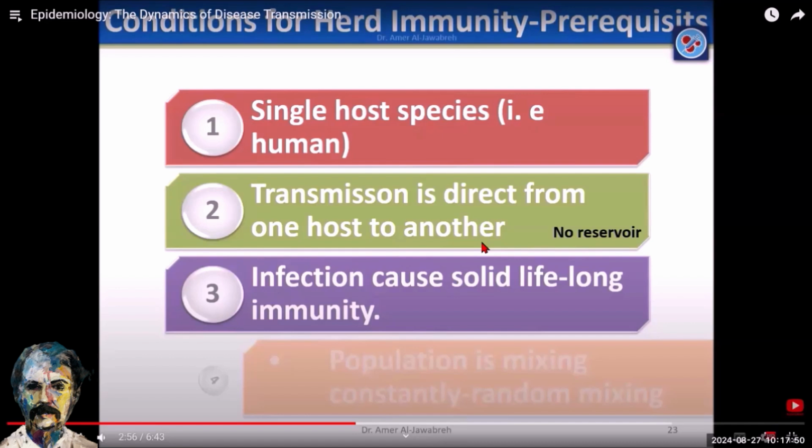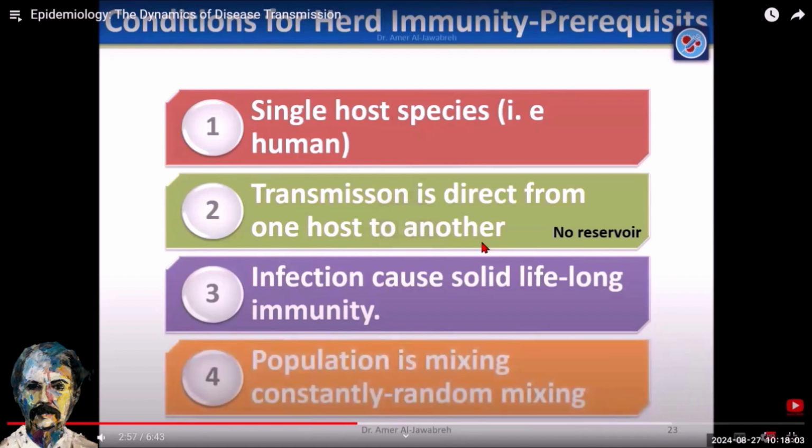And when you are an adult and you get it, it becomes very severe. Okay? So, solid lifelong immunity. If the disease doesn't provide this, then herd immunity has no use. Okay? And finally, random mixing.